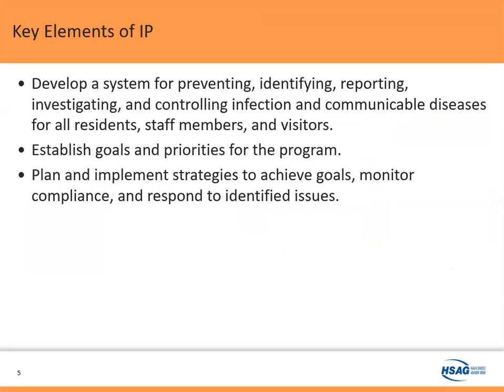And this seemingly simple sentence doesn't really respect the fact that in the U.S. right now, we've exceeded 3 million positive coronavirus cases and have 135 deaths as of this morning. We want to make sure that we're establishing goals and priorities for your program to help address the illnesses and loss of life that we're experiencing. We want to make sure that we plan and implement strategies to achieve goals, monitor compliance, and respond to identified issues. Next slide.